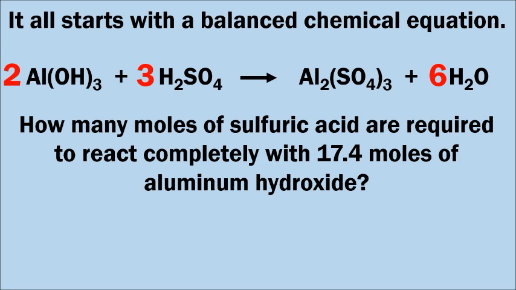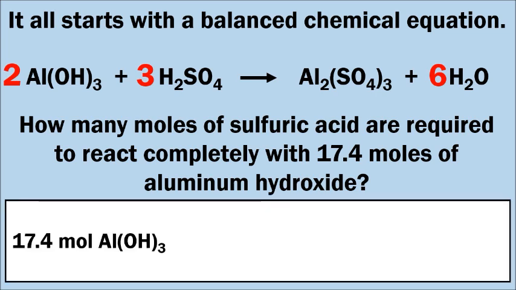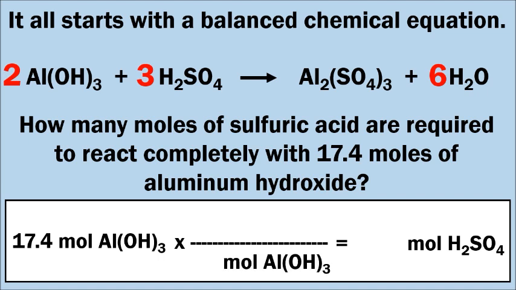So this question says, how many moles of sulfuric acid are required to react completely with 17.4 moles of aluminum hydroxide? We're going to begin with our given information, 17.4 moles of aluminum hydroxide. This will be a one-step conversion, and our answer will have units of moles of sulfuric acid. We'll put the units we want to get rid of on the bottom, put the units you want to see in your answer on the top, and now we get the coefficients to tell us the relative numbers of moles.